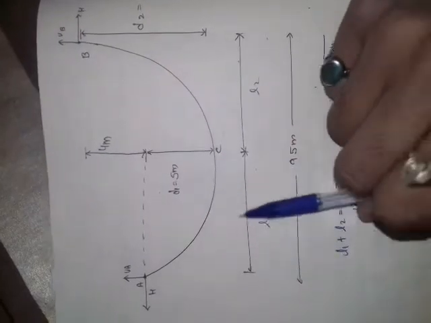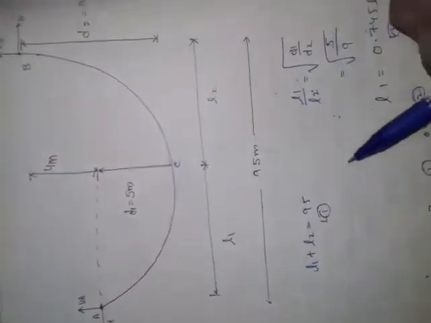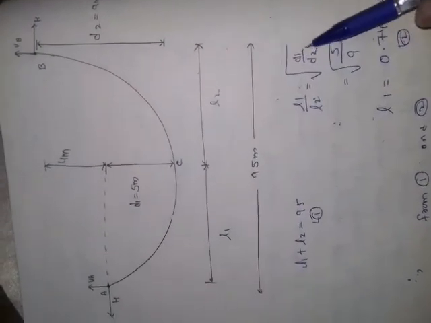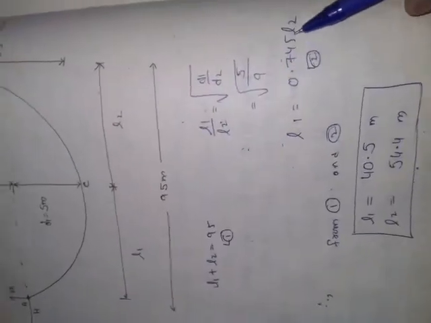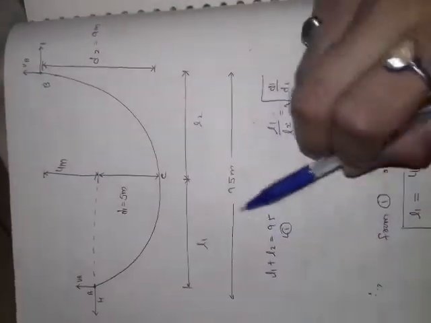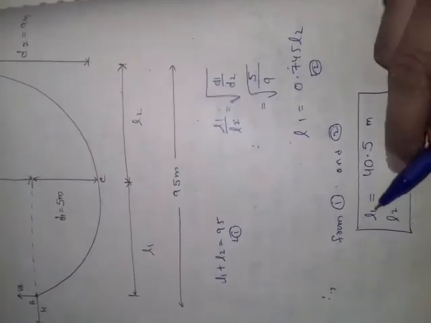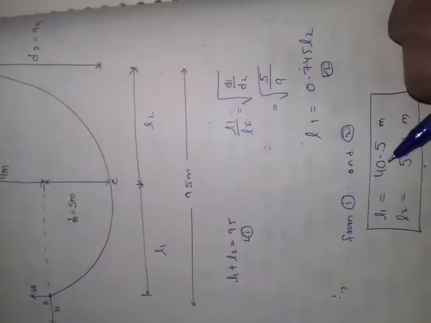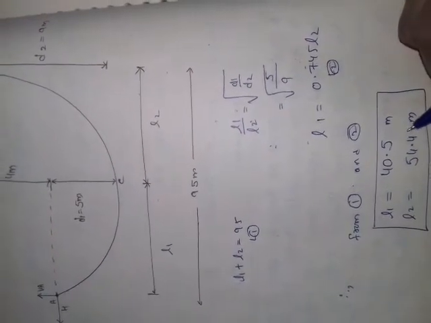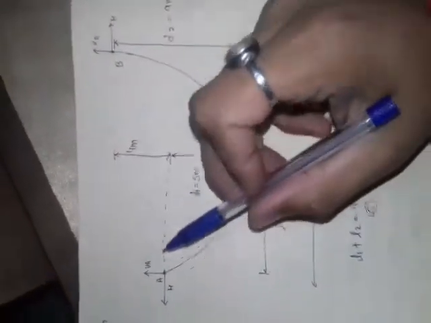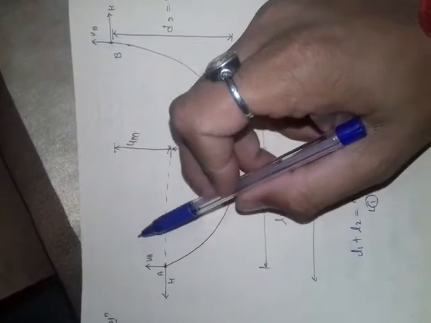Firstly we have to find L1 and L2 by using this formula: L1 upon L2 is equal to under root of D1 upon D2. So L1 is equal to 0.745 L2 and L1 plus L2 is equal to 95. Solving both equations, we calculate L1 and L2 as 40.5 meter and 54.4 meter. We know the formula for the vertical reaction: VA is equal to PL1 and VB is equal to PL2.